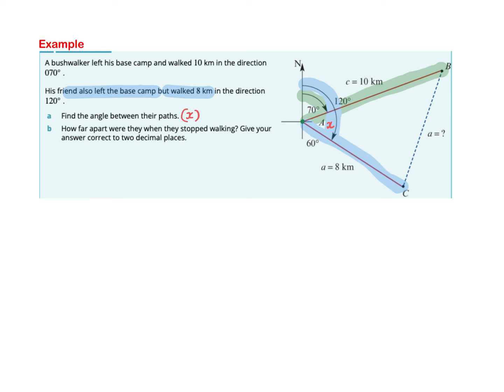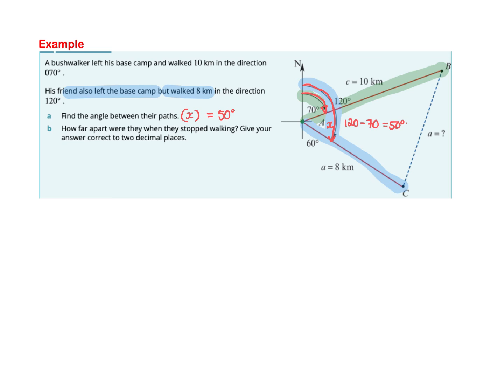What is that angle? If all the way to here is 120 and then just to here is 70, what does that make this one in here? 50. Yeah, 120 minus the 70 equals 50 degrees. All right, so we can work that one out.